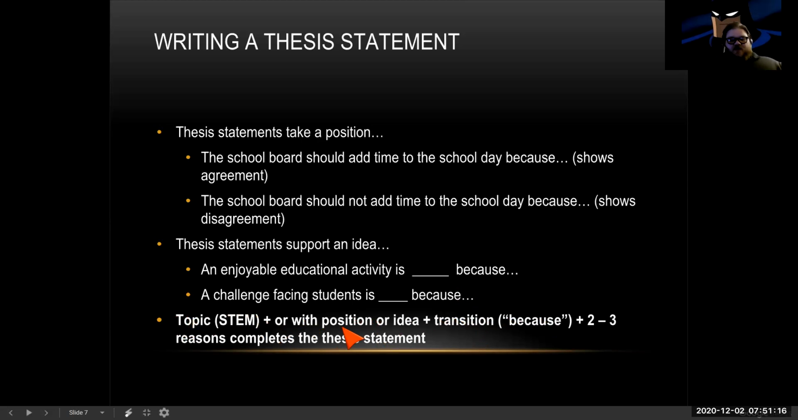And here's a little formula to help you remember. Your topic or stem with your position or idea, that's one thing. Then your transition, then your 2 to 3 reasons. Now, I'm going to be really, really adamant about this. 2 to 3 reasons means 2 to 3 reasons. You can't have fewer than 2. You can't just have 1 reason and then that's your essay. It's not enough for 8th grade. Maybe back in 5th grade, they would just say, well, pick a reason.